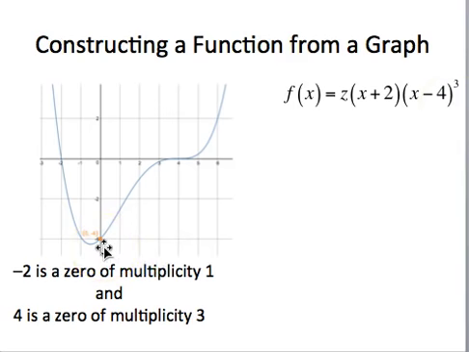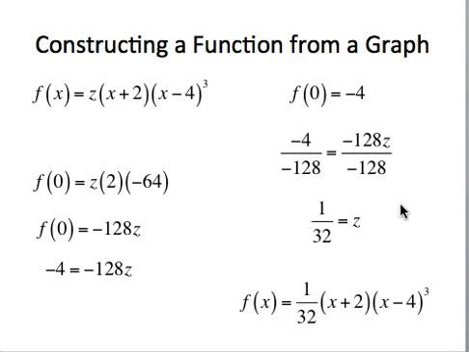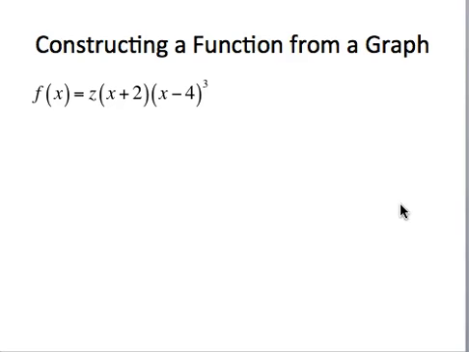Now we're given this point on the graph. f of 0 is negative 4. So plugging in those values, plugging in 0 here and here, we can figure out what z is. So let's take a look at that. Looks like I put in a little more here than I wanted to. So let's go step by step through that process.